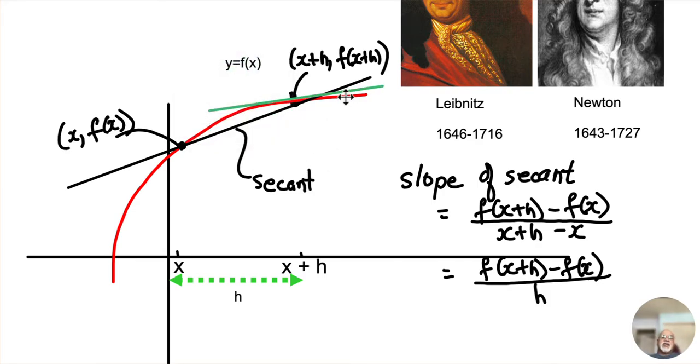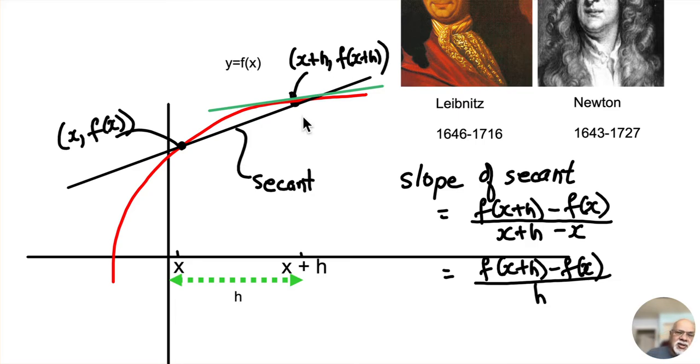So the tangent, which is what we're after and can't do yet, could be approximated by the slope of this secant. In fact, if we were to let this h become close to 0, then the slope of the secant and the slope of the tangent become the same.